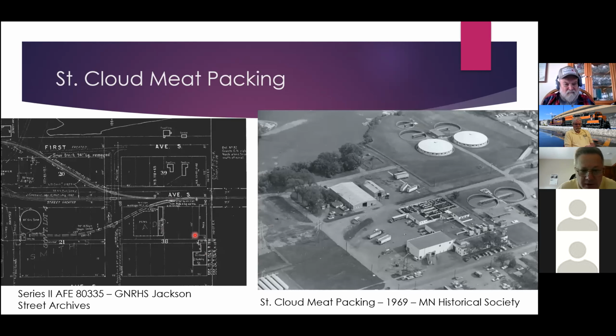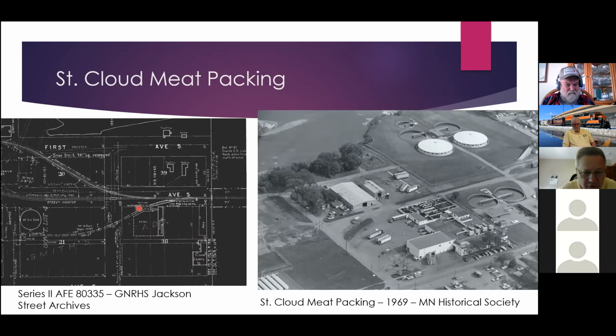And basically, here's one of the AFEs that shows the plant. And what's interesting is this was a stock loading plant. Here's one of the buildings. Here's another pen. If you see at the end of this pen, there's a loading chute right along the spur to load cattle. So they had two buildings and a couple of pens.